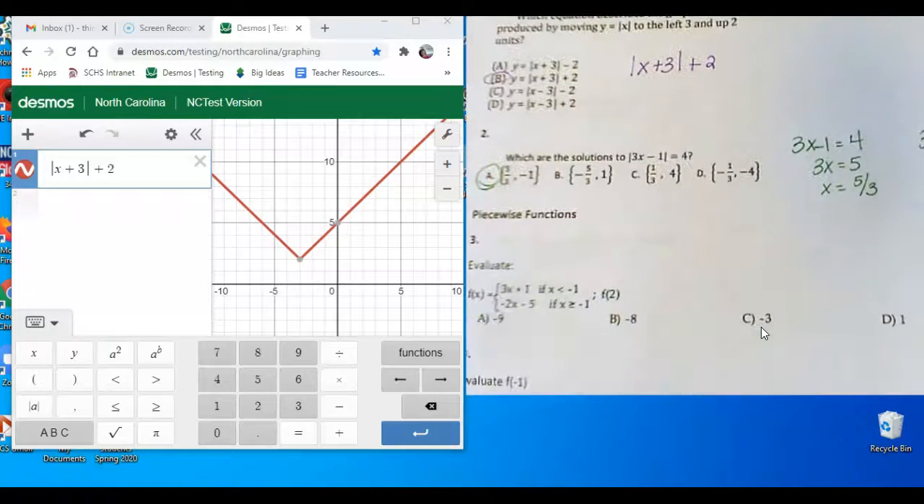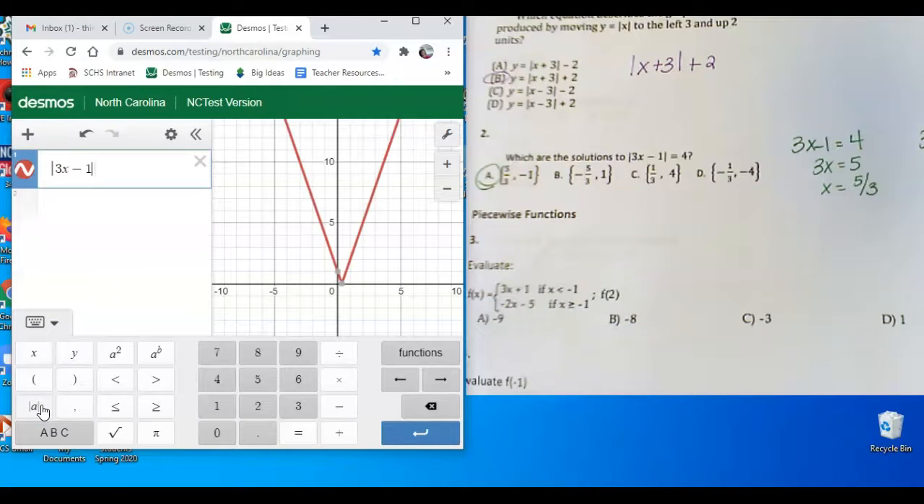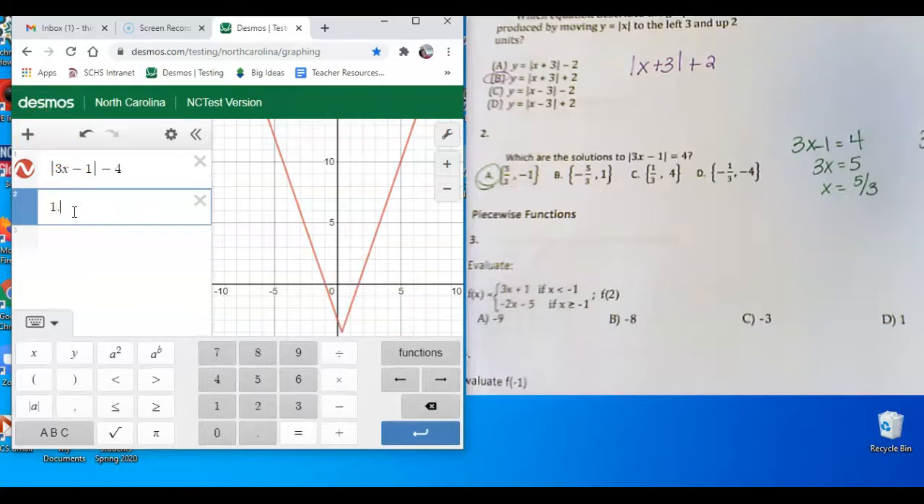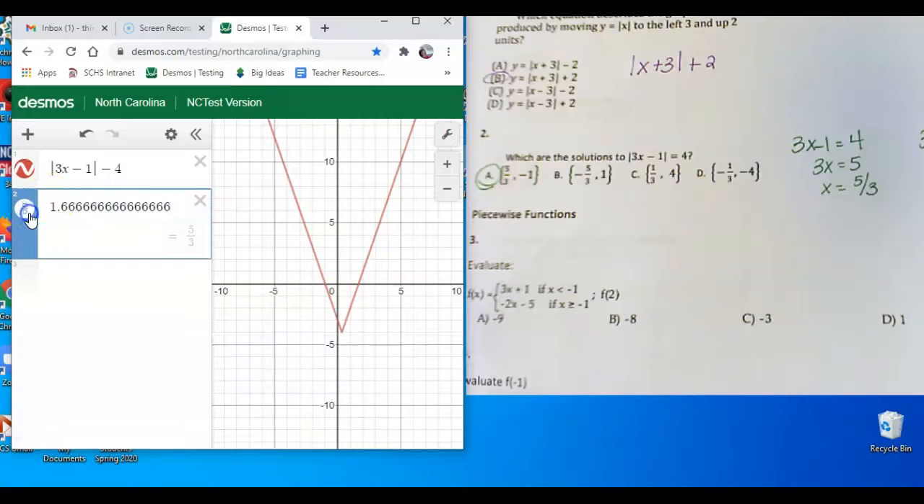On Desmos, again, we could solve that by doing absolute value. Let's get rid of what we had. Absolute value, 3x minus 1. And because it says equals 4, we're going to move that 4 over and do minus 4. Just figure out where it crosses the x-axis, -1 and 1.667. If we put a whole bunch of 6's in there until our fraction comes back, it will change it to a fraction for us, and we are correct.